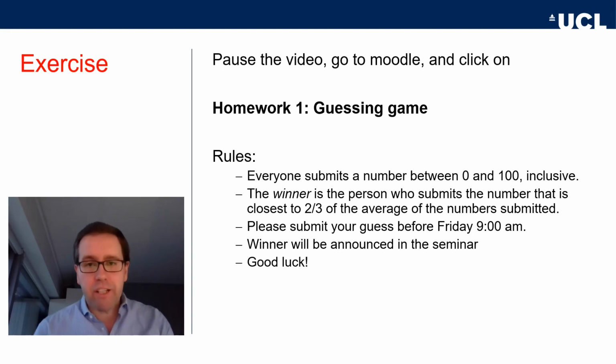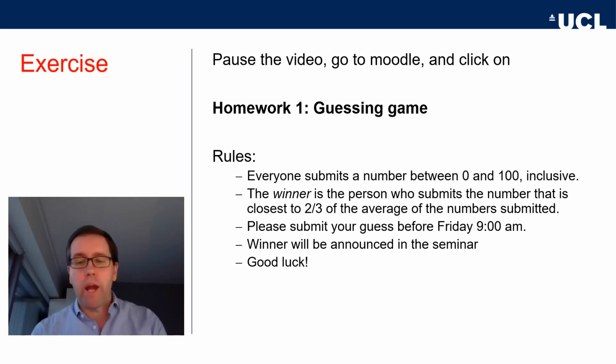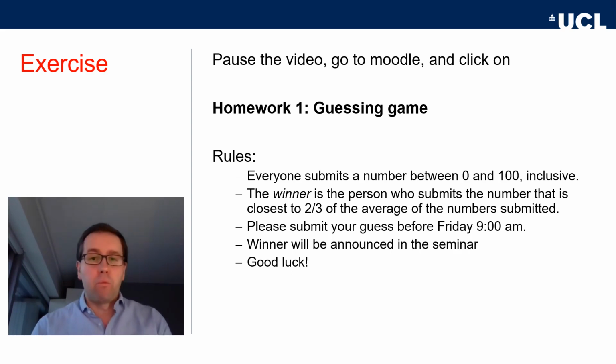But before we talk about agenda setting, we have a little exercise. I want you to soon pause the video, go to Moodle, and click on homework number 1, the guessing game. So we are playing a guessing game. What are we guessing? Well, the rules are as follows. Everybody will submit a number between 0 and 100 inclusive. And we'll have a winner, and the winner is going to be the person who submits the number that is closest to 2/3 of the average of all the numbers submitted. I want you to submit your guess for this number before Friday 9 a.m. so that we can look at it in the seminar, and I will announce the winner in the seminar. Good luck.